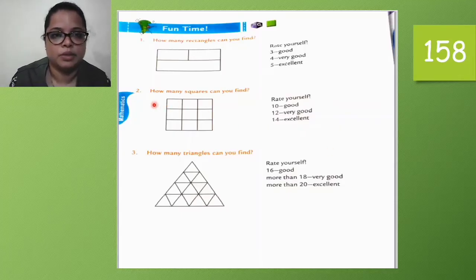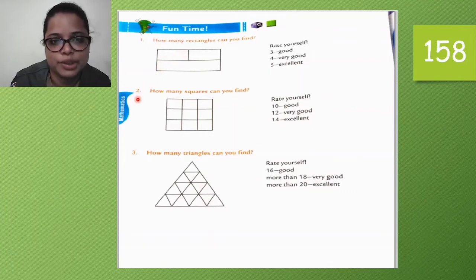Okay, so now question number 2. Now you've seen how we got 5 rectangles. Question number 2. How many squares can you find? If you find 10, it's good. 12, very good. 14, excellent. Okay, let's find 14 squares from this figure.